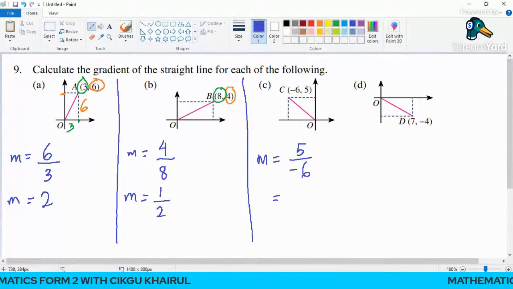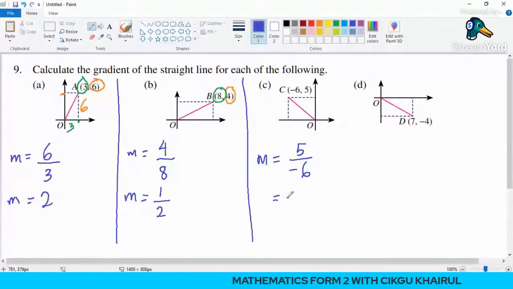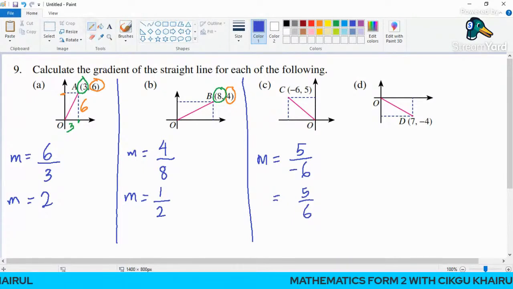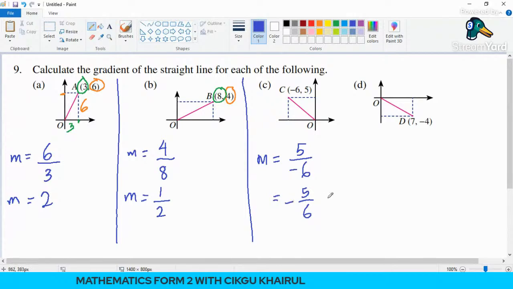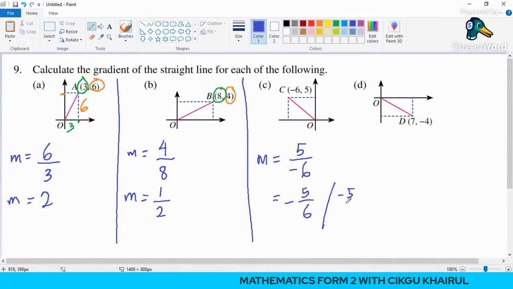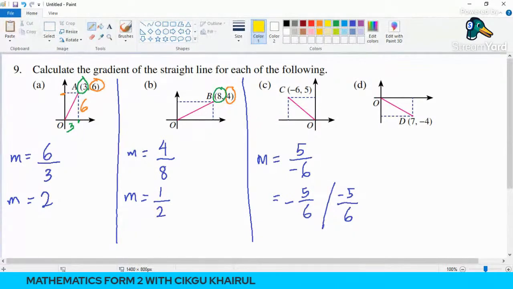Okay, the simplified answer, there are two ways to write. Either you write negative in the middle, 5 over 6 like this, or you write negative 5 over 6 like this. Either negative in the middle of the fraction or negative on the upper part.